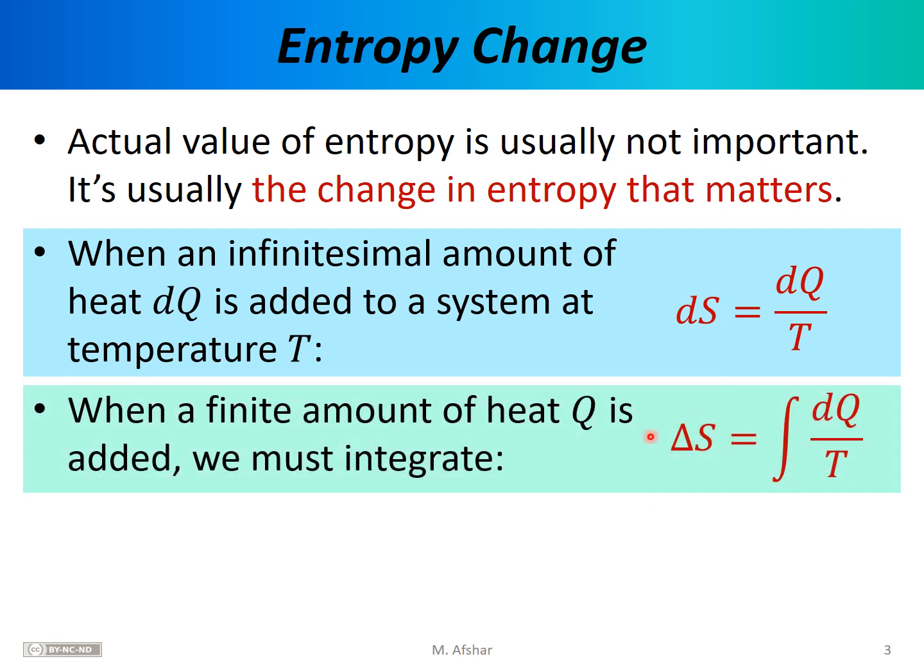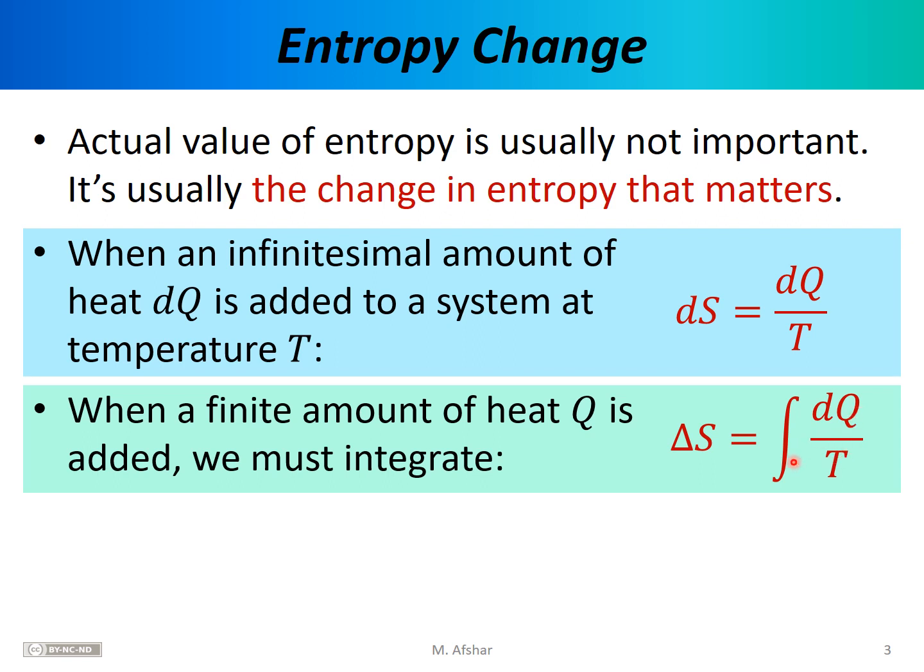So the change in the entropy is equal to the integral of dq over T. Now, if T happens to be a constant, for example, in a phase change, for example, when ice melts to water, then we can take T out of the integral, and then the integral of dq is simply Q, which is the total amount of heat that was added to the ice to melt it.